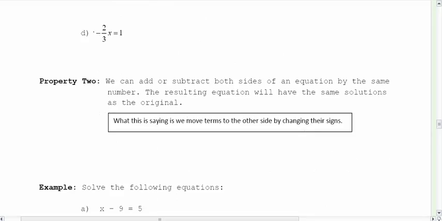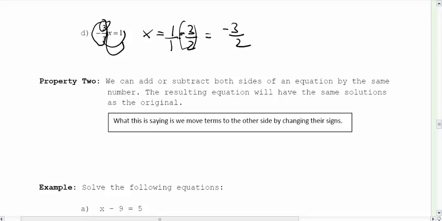Here's another one. Minus 2/3 x equal to 1. Again, here's the coefficient. I'll move it to the other side by flipping it and keeping the sign. So this is going to be minus 3 over 2. 3 went to the top, 2 went to the bottom, and I kept the sign. Notice that? Because I was dividing by 3, I went to the other side multiplying by 3. I was multiplying by 2, went to the other side dividing by 2.